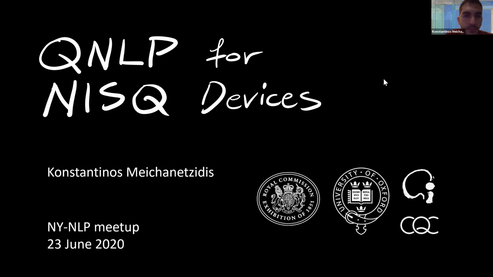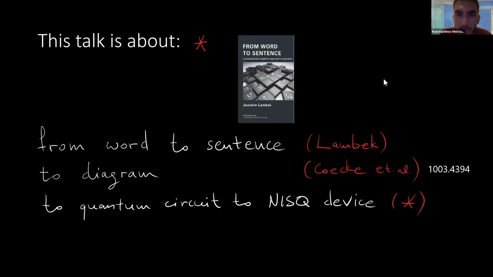So let's begin. This talk is about how we go from word to sentence, and then to diagrams, and from diagrams to quantum circuits, and from quantum circuits to NISQ devices, these noisy devices that we have today, the quantum processors. So what I'm doing here is I'm completing Joachim Lambek's book title, and I claim that I'm taking it a step further, and I'm building on his mathematical model for grammar called pregroup grammars, which I will introduce later.